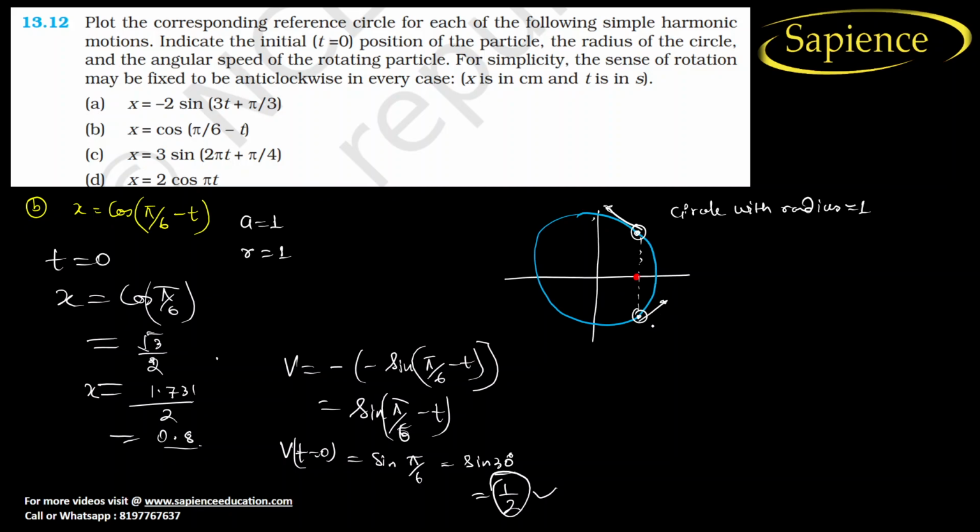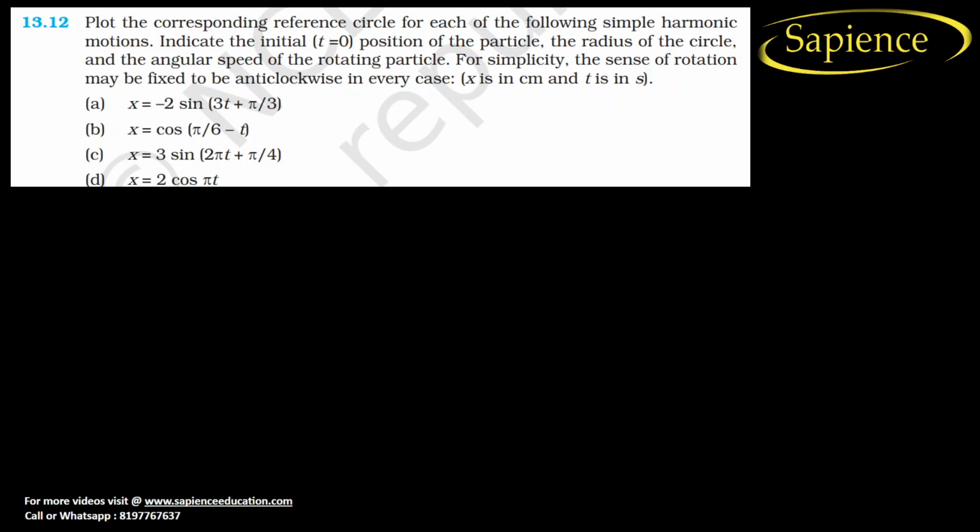See, this is going toward positive and it is going toward negative. So definitely from above we can say that the position of the particle is this one and this is the wrong position. So this is the correct position. This is the reference circle for equation number B. Now let us discuss the same for C.